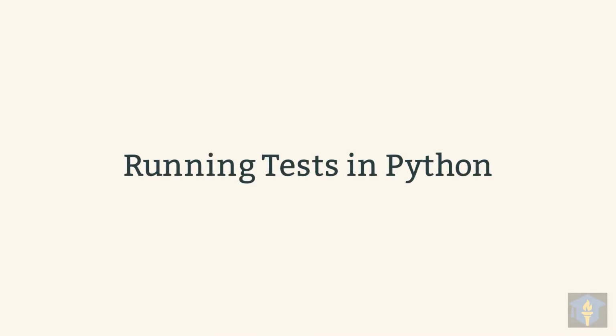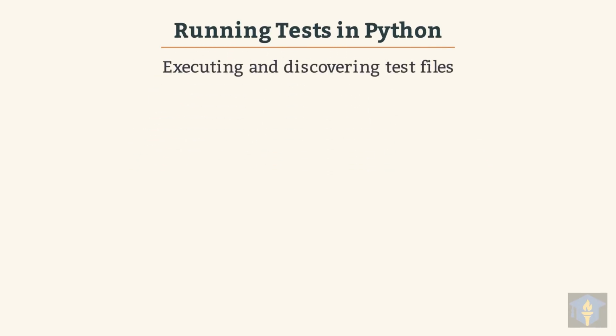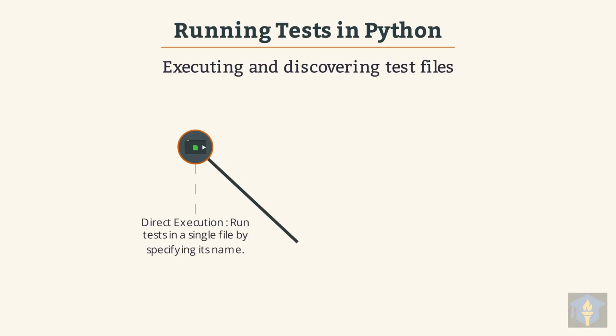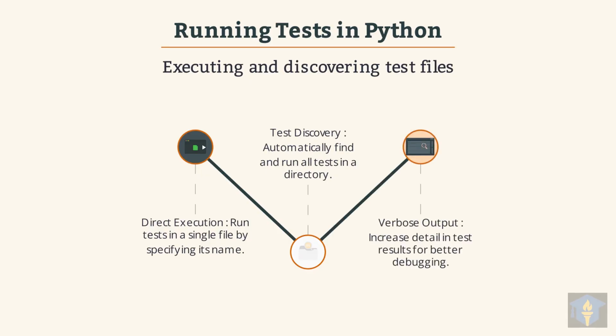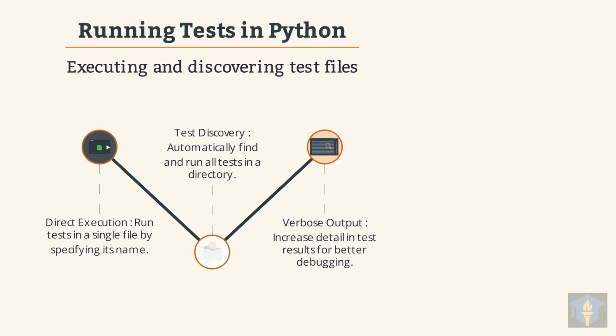Once your tests are written, the next step is efficiently running them in Python. We'll explore how to execute individual test files and how to discover multiple tests automatically. Direct execution means running tests from a single file by simply specifying its name in the command line. Test discovery automatically finds and runs all test files within a specified directory for convenience. Verbose output provides more detailed information in your test results, which is incredibly helpful for debugging.